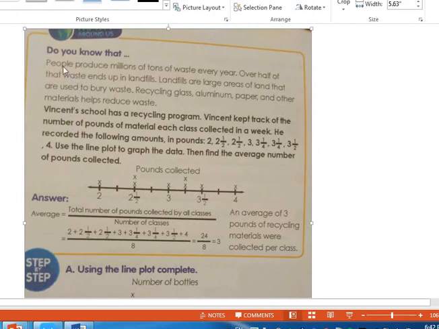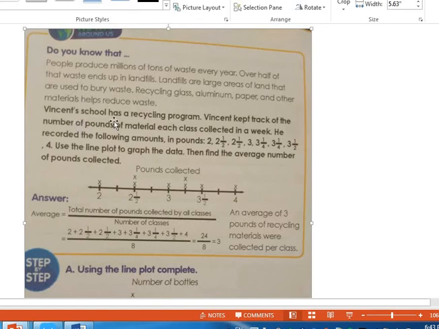Do you know that people produce millions of tons of waste every year, and every day also? Over half of that waste ends up in landfills. Landfills are large areas of land that are used to bury waste, okay? Recycling glass, aluminium, paper, and other materials helps reduce waste. For example, here I have an example.